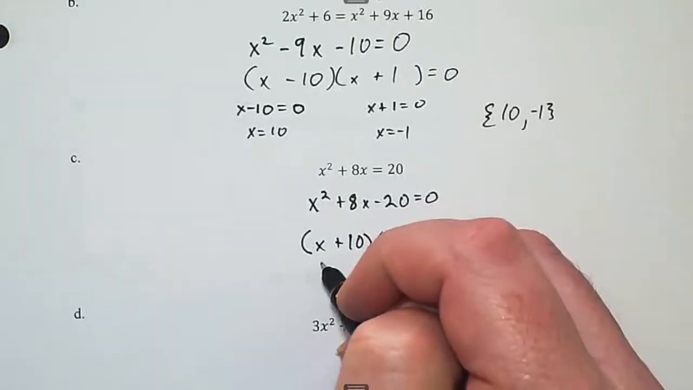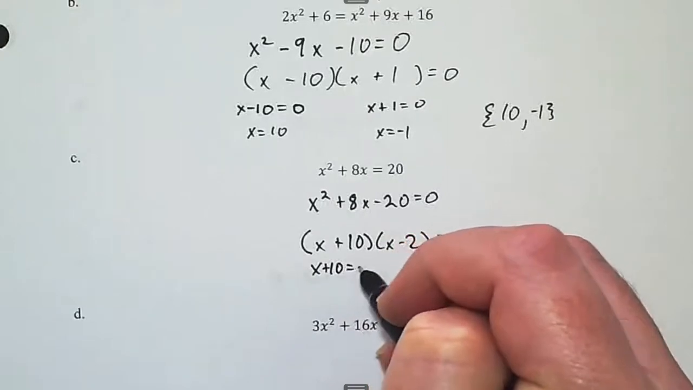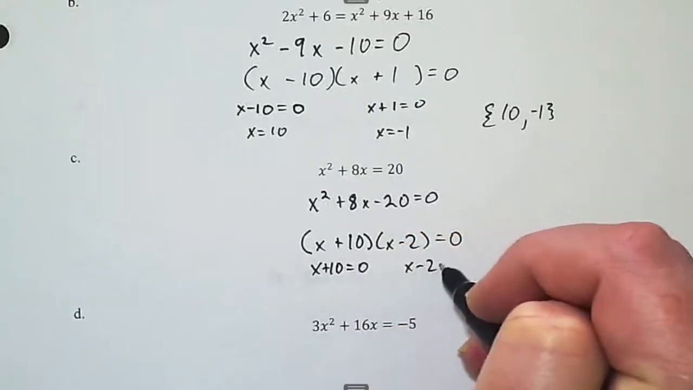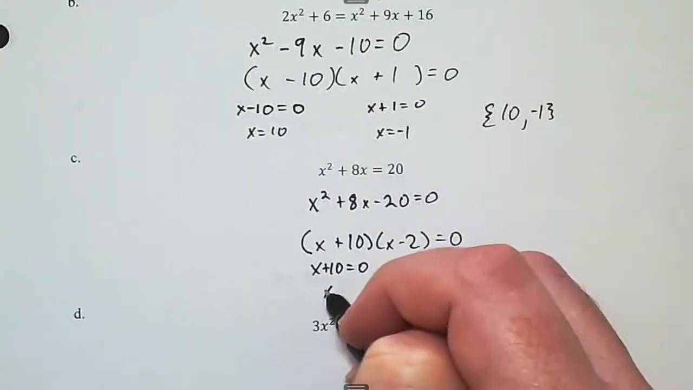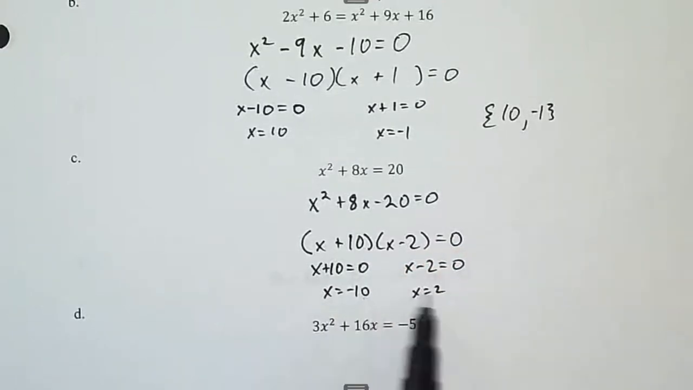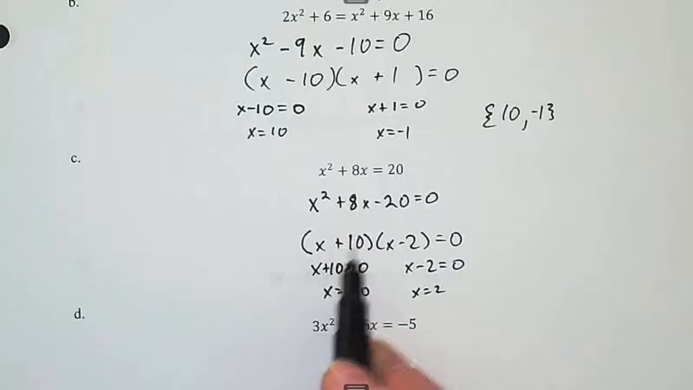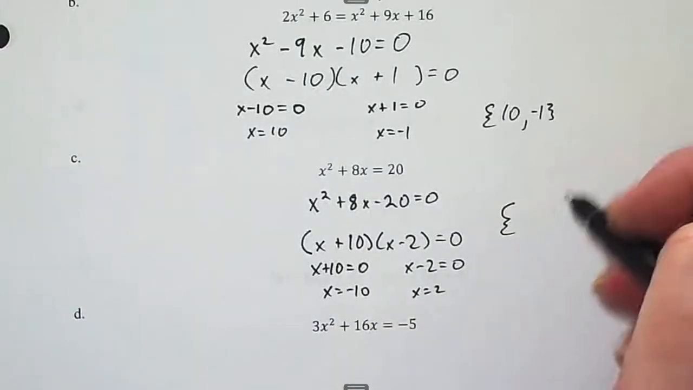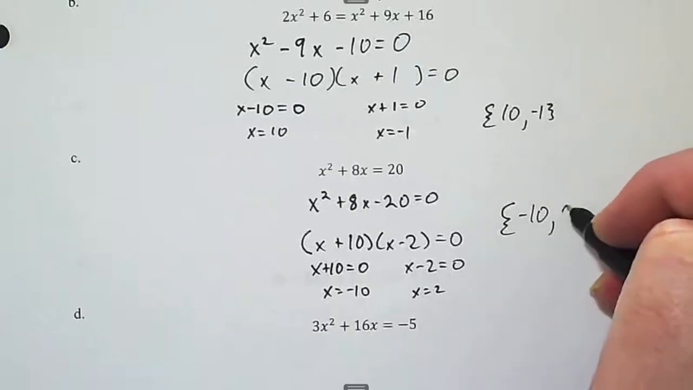Then I can use the zero product property. Since it's factored and equal to 0, I'm able to say this is true. And I get x equals negative 10 and x equals positive 2. Either one of those values, when put in for x, would cause this to be 0 times something, and 0 times anything is 0. So our solutions are negative 10 and 2.